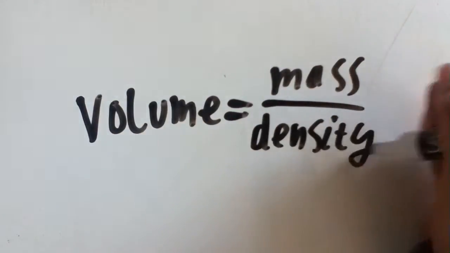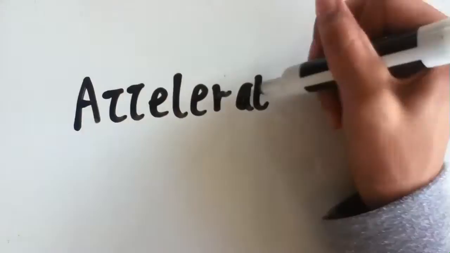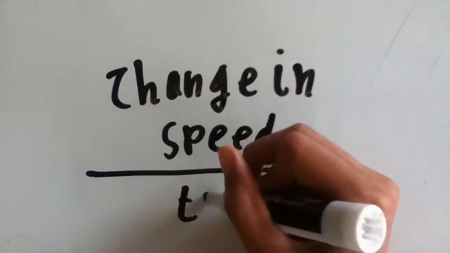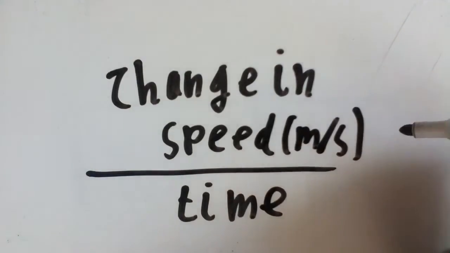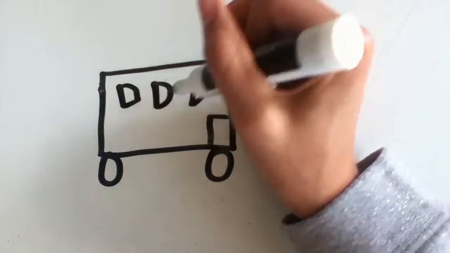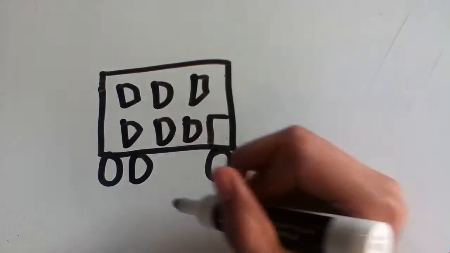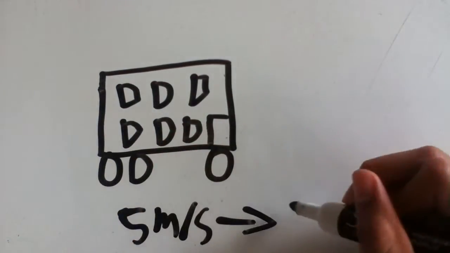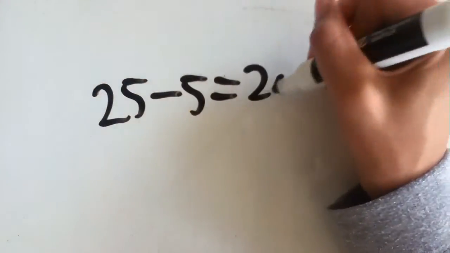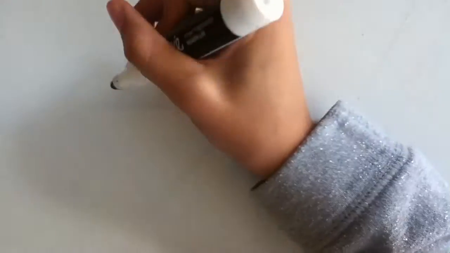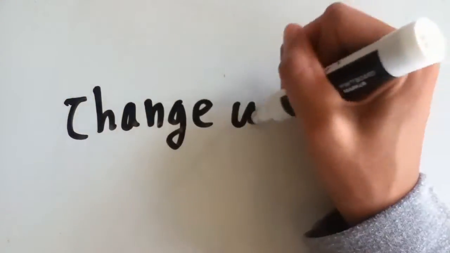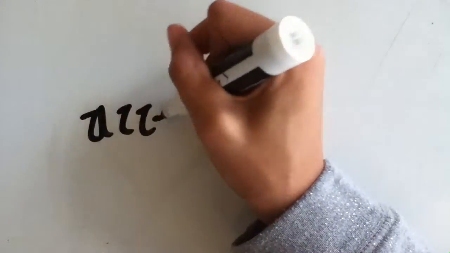The last equation you should know is acceleration. Acceleration is the change in speed divided by time. For example, a bus accelerates from 5 meters per second to 25 meters per second in 10 seconds. To calculate its acceleration, first find the change in speed. This is 25 minus 5, which is 20 meters per second. Then you divide the speed by the time taken, which is 10 seconds. So to work out the acceleration, you divide the change in speed, which is 20 meters per second, by the time, which is 10 seconds, to achieve the acceleration, which is 2 meters per second squared.